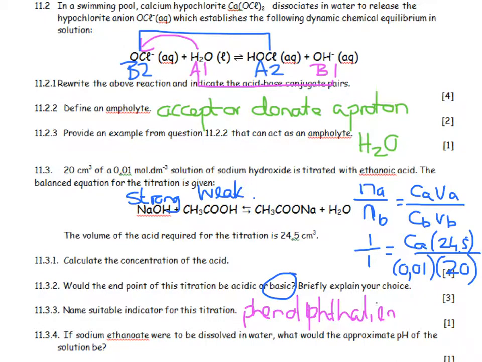Spelling still eludes me. If sodium ethanoate, that's that salt over there, were dissolved in water, what would the approximate pH be? Sodium ethanoate is derived from a strong base and a weak acid, and therefore it is going to land up being a slightly basic pH, and that would be anything you could have said to me around about 8 or 9 or something. Not 14, just something a little bit higher than 7.